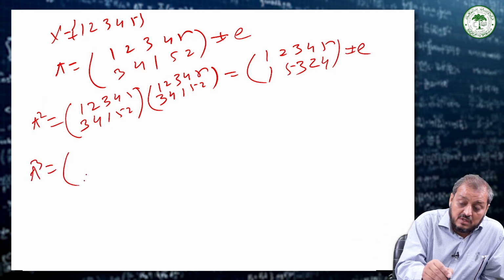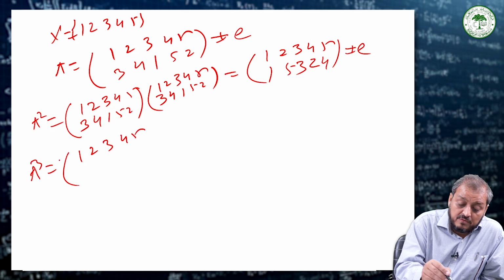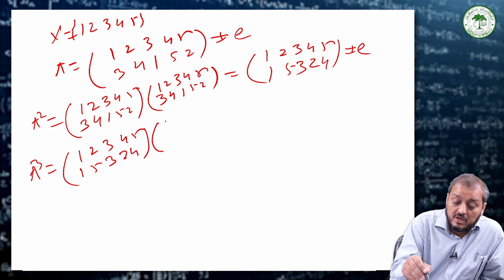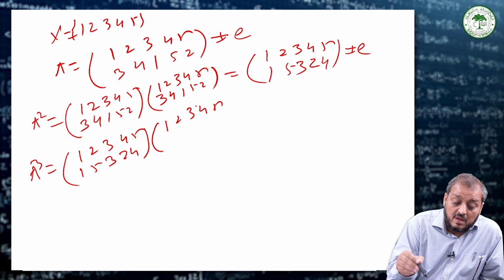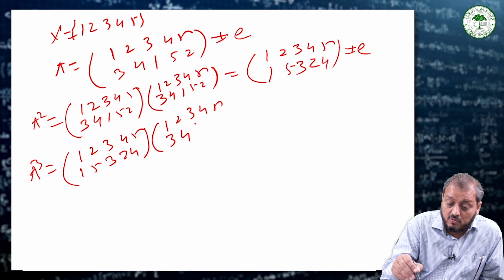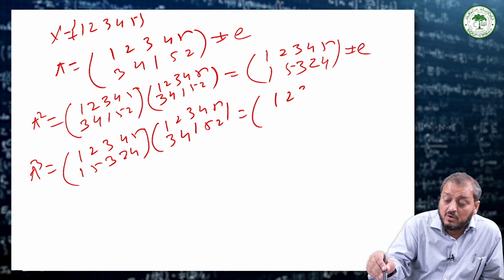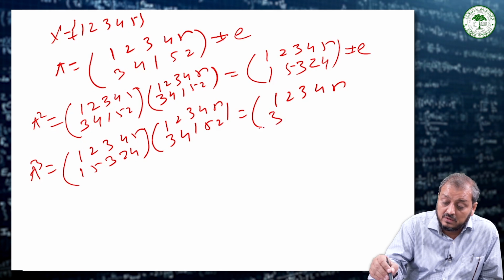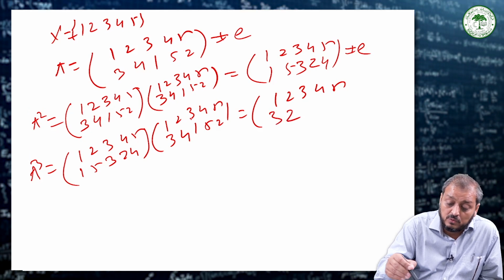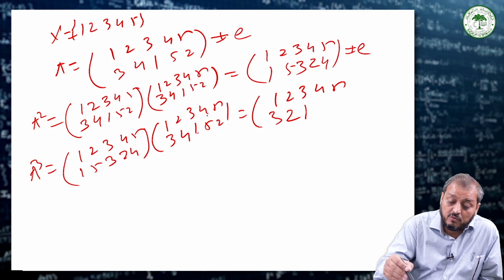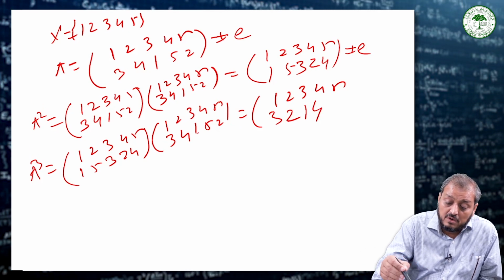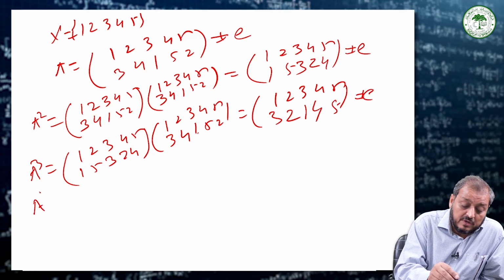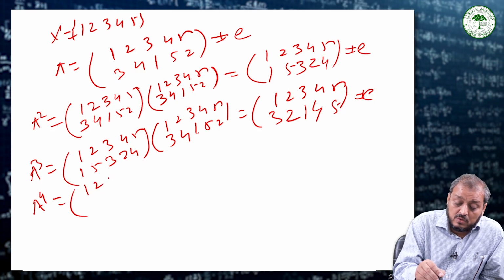Now we take pi cubed: pi square, 1, 2, 3, 4, 5 to 1, 5, 3, 2, 4, composed with pi, 1, 2, 3, 4, 5 to 3, 4, 1, 5, 2. Then 3 goes to 3, 2 goes to 4, 4 goes to 2, 3 goes to 1, 1 goes to 1, 4 goes to 5, 5 goes to 4, 5 goes to 2, 2 goes to 5. Again it is not equal to the identity. Then we take pi to the power 4.